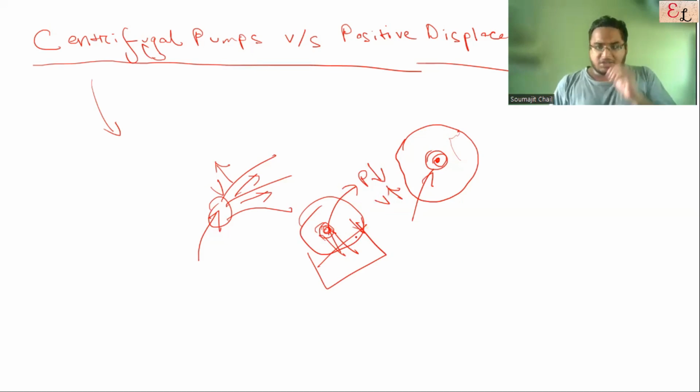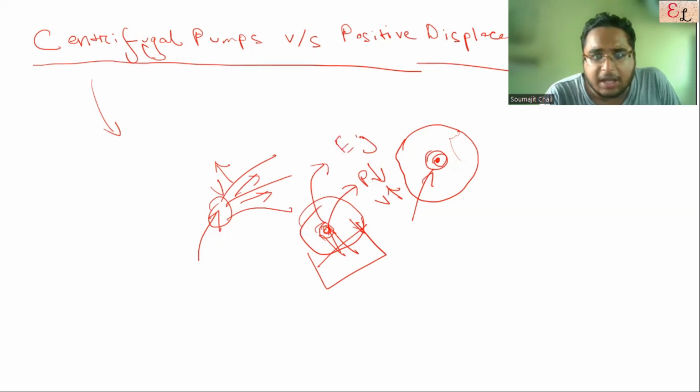We know that when the velocity is high, the pressure is going to be low by Bernoulli's equation. So by Bernoulli's equation, we understand that this eye of the impeller is an extremely low pressure zone. This is called the eye of the impeller, and this is the impeller.